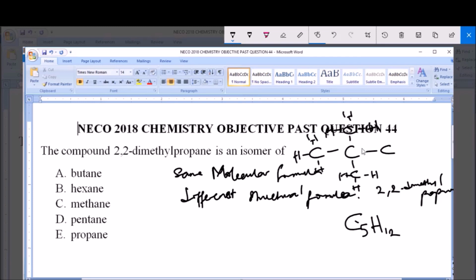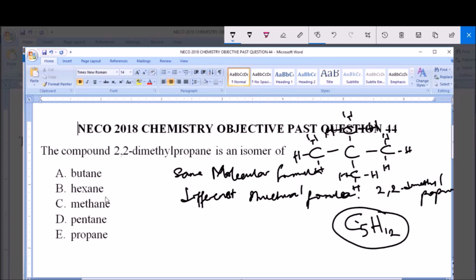How? Now let me complete the hydrogen atoms. Hydrogen, hydrogen, hydrogen, hydrogen, hydrogen. Now let's count the carbon atoms: 1, 2, 3, 4, 5. The hydrogen atoms: 1, 2, 3, 4, 5, 6, 7, 8, 9, 10, 11, 12. So this is the molecular formula, and this is the structural formula. That means it has 5 carbon atoms. Like I said, isomers have the same molecular formula but different structural formula.